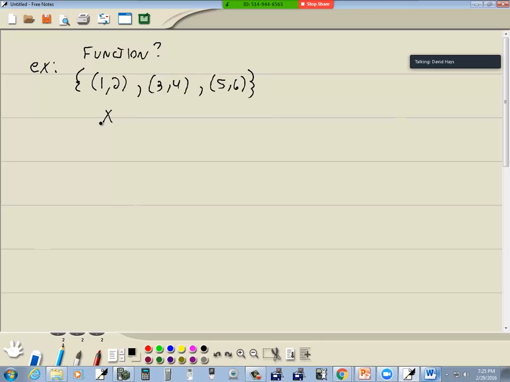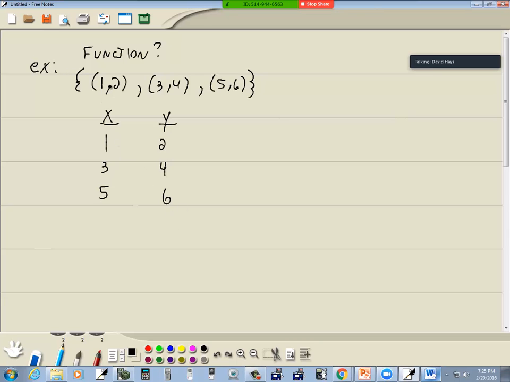What we're going to do is create a mapping. We're going to write down our x values going from smallest to largest, not repeating any. So our x values of our points is 1, 3, 5. And then we're going to write down our y values going from smallest to largest, not repeating any. So 2, 4, 6. Now this is called a relation.